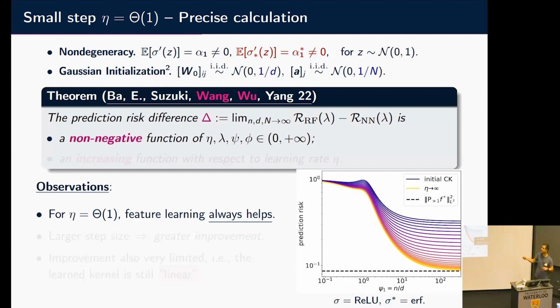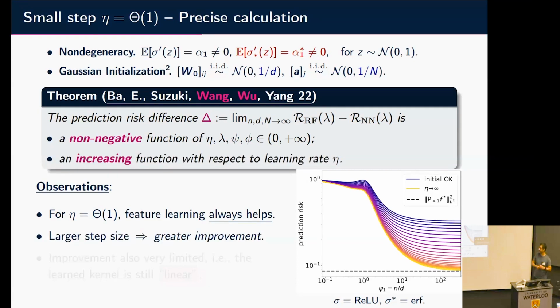But you can show that it's a non-negative function. That means that if you train the first layer weights, that is, you train the feature map, you're always doing better than the random feature model, the untrained version. Another interesting thing is that it's an increasing function of the learning rate. The larger the learning rate, the better your feature map is.